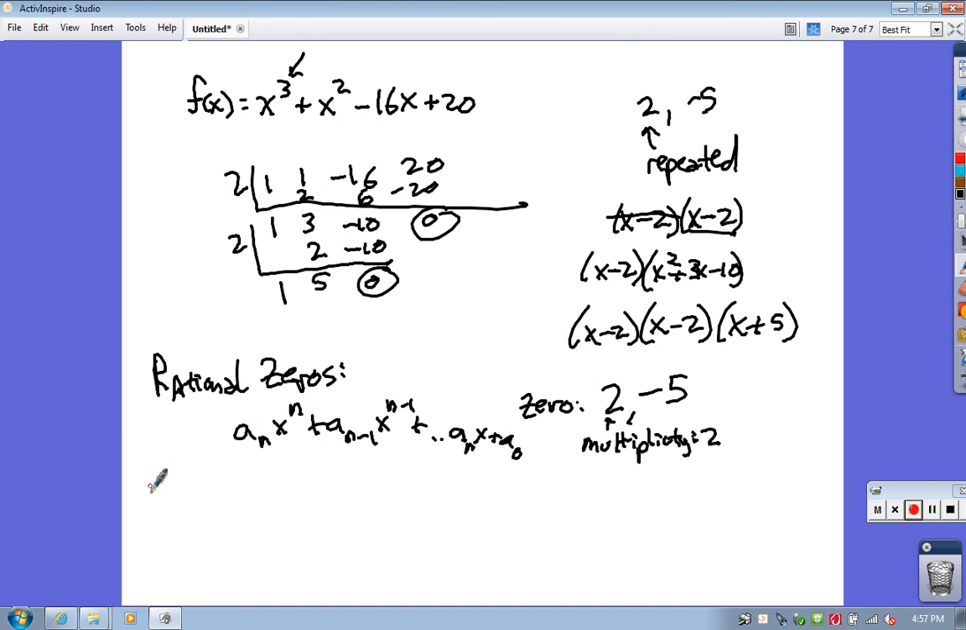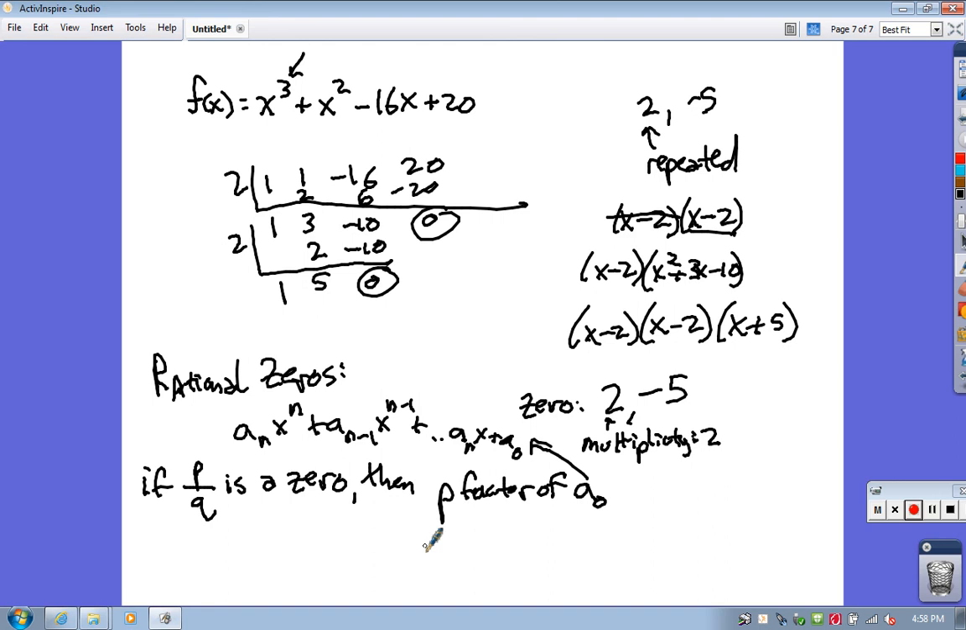What it says is, if p over q is a zero, then p, the numerator, the top, has to be a factor of the last term, a sub 0, and q has to be a factor of the leading coefficient, a sub n. So what that does is give us a list of all possible zeros for any polynomial.